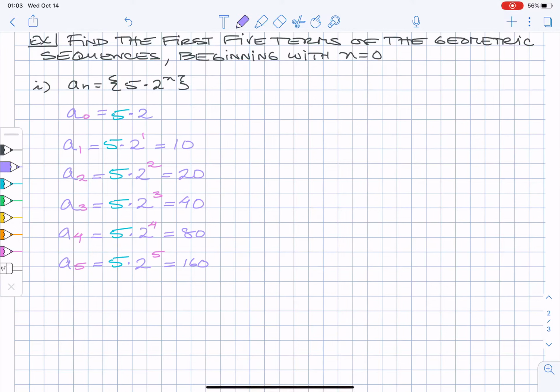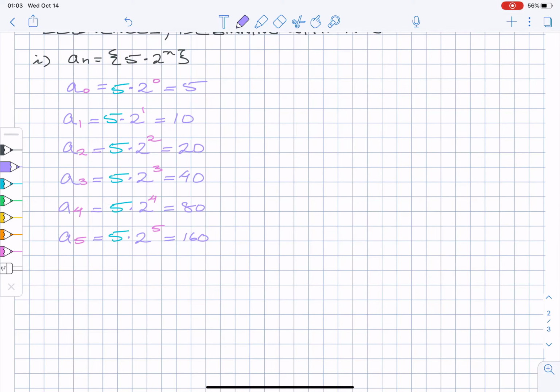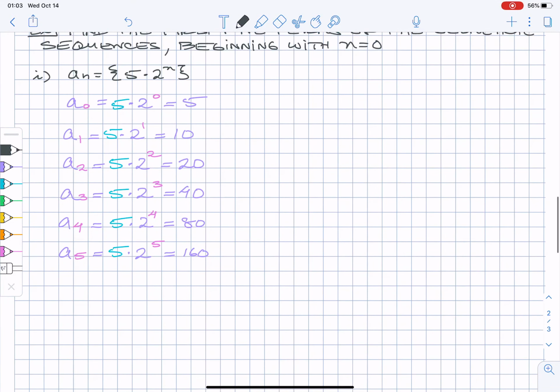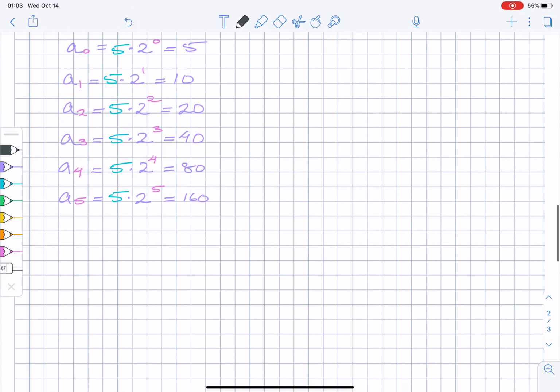So 2 to the 0. 2 to the 0 is 1. So we just get 5. And notice we've just been doubling each time. 5, 10, 20, 40, 80, 160. Because we have r, our common ratio is 2. So we double each time.